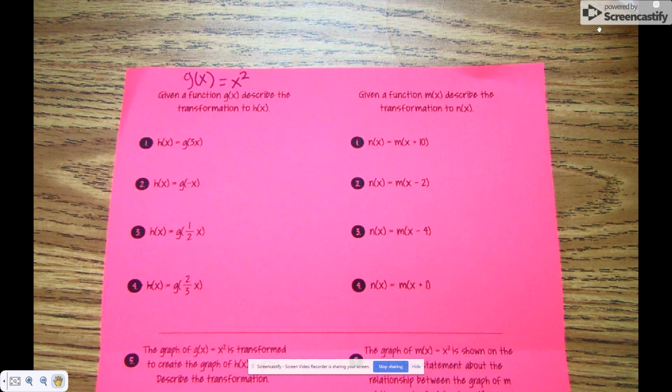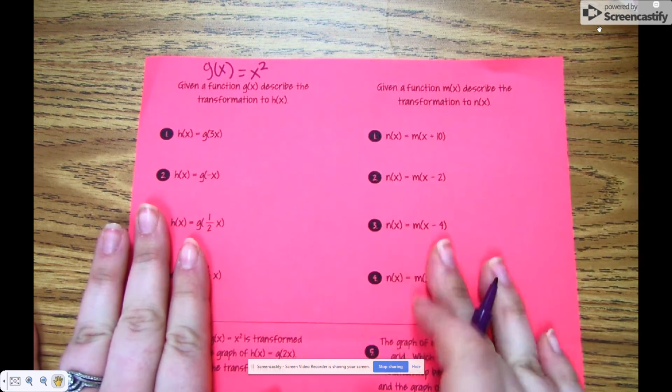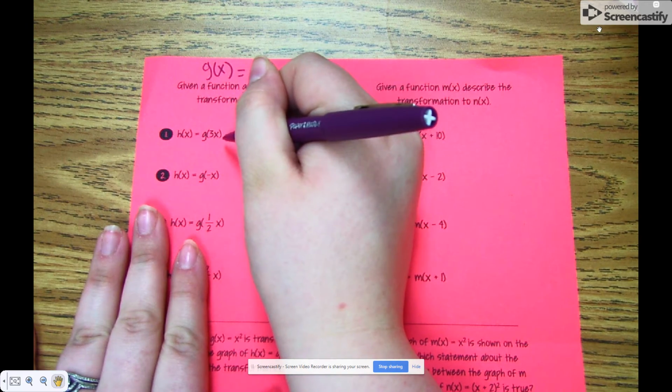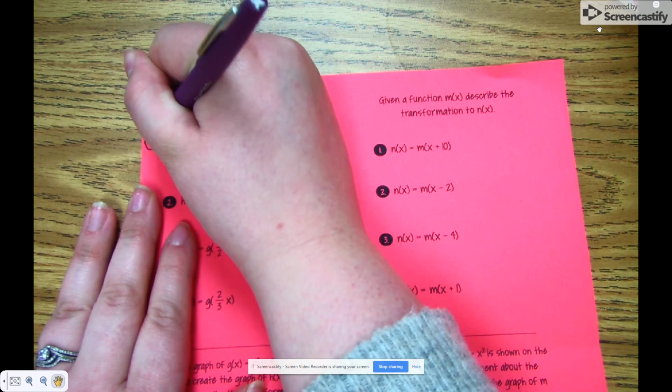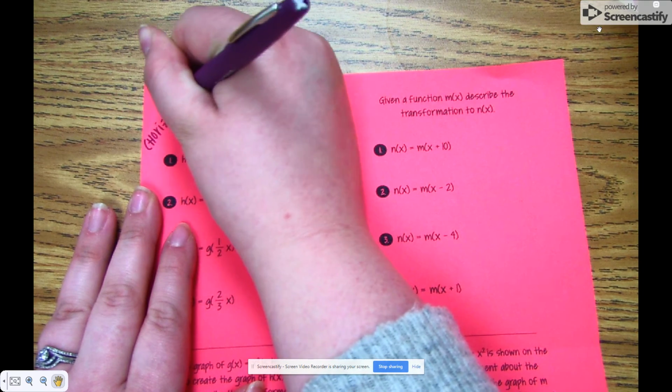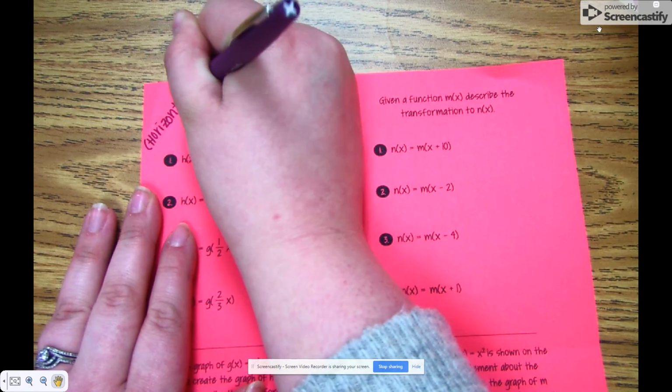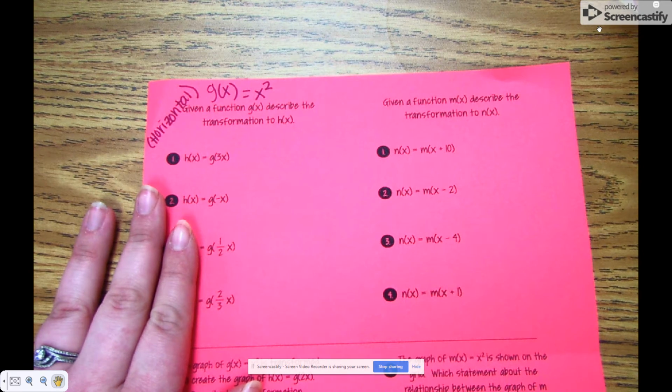And it wants us to say what will happen. We're describing the transformation. So if I look at the first question, it says h of x equals g of 3x, or g of 3x is inside parentheses. Okay, remember parentheses means horizontal. Parentheses means horizontal. Everything in the parentheses is horizontal.